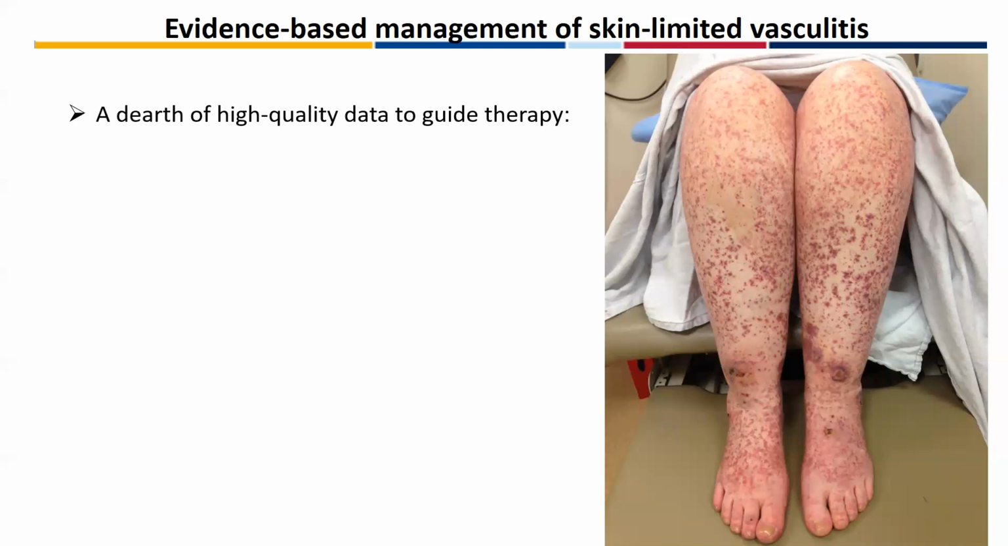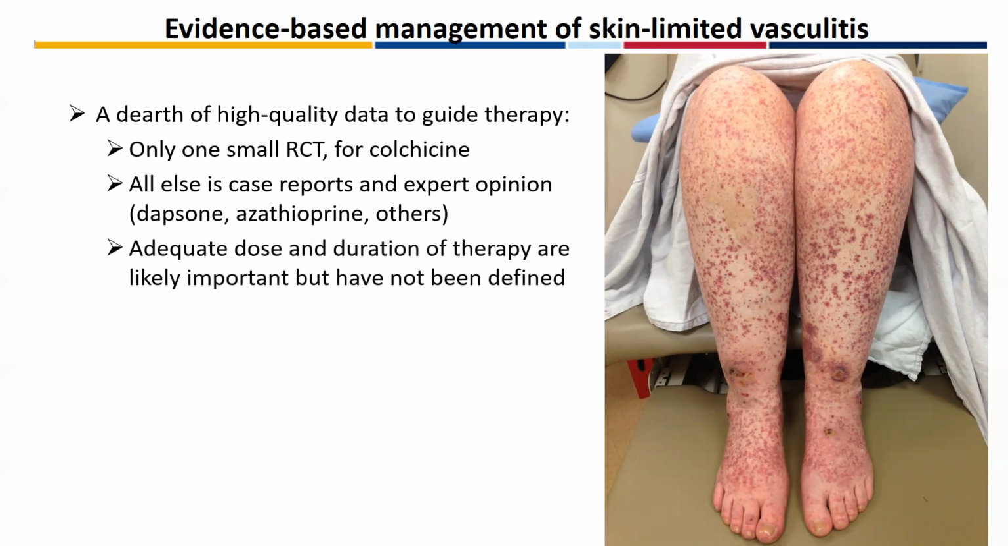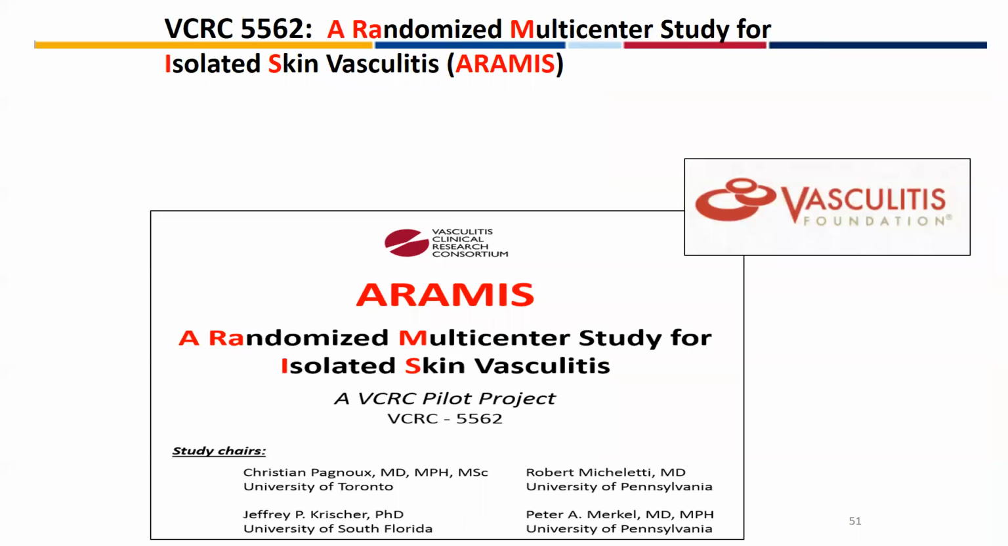Well, unfortunately, there's a dearth of high-quality data to guide what we do here. There's only ever been one small randomized controlled trial for skin-limited vasculitis. That was with colchicine. It had 20 patients in each arm and lasted a month and unsurprisingly didn't show definitive results. Everything else we do, whether it be dapsone, azathioprine, other therapies, is based on case reports and expert opinion. The adequate dose and duration of therapy are probably important, but these are not defined either.